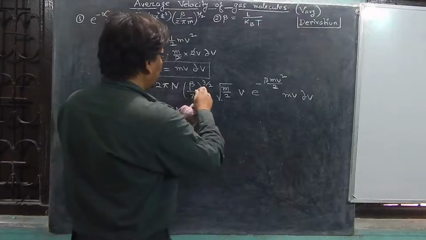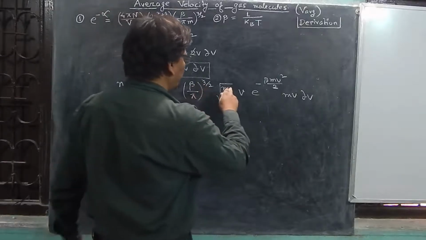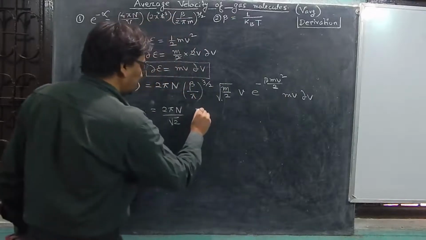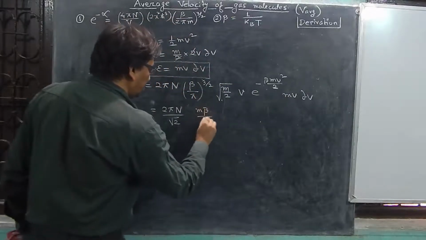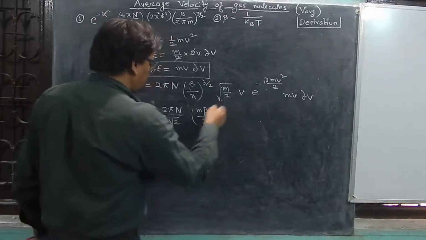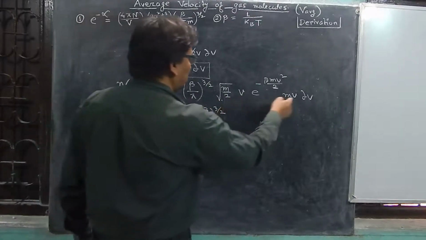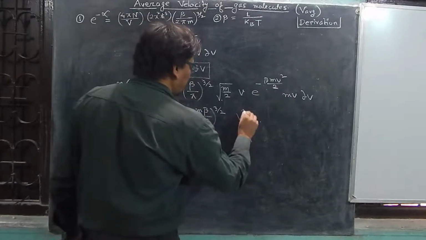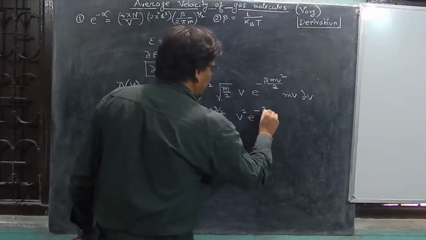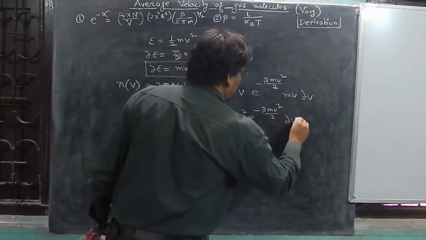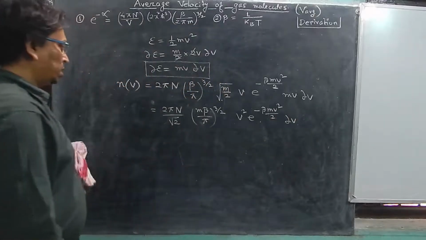okay, and this is q root 3 by 2, and this is m to the power half, and this is m, so m to the power 3 by 2 can be taken inside this, so this will be m beta by pi whole to the power 3 by 2. We have already taken root 2 here, and this is v, and m has already gone, so this will be v square, and e to the power minus beta mv square by 2 and del v. Okay, so this thing is coming.